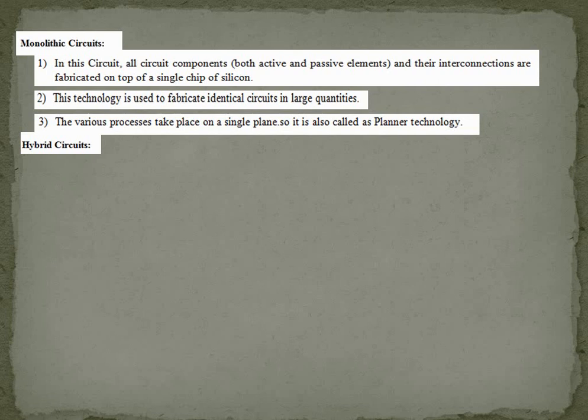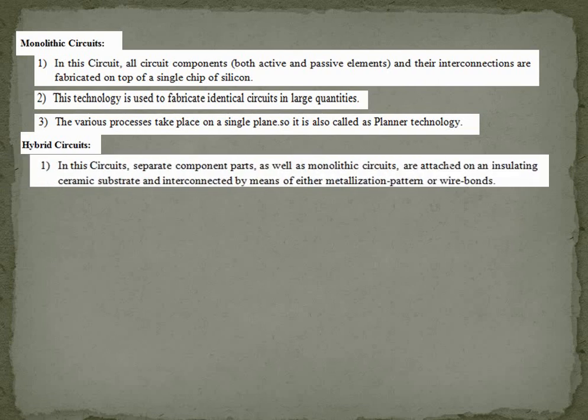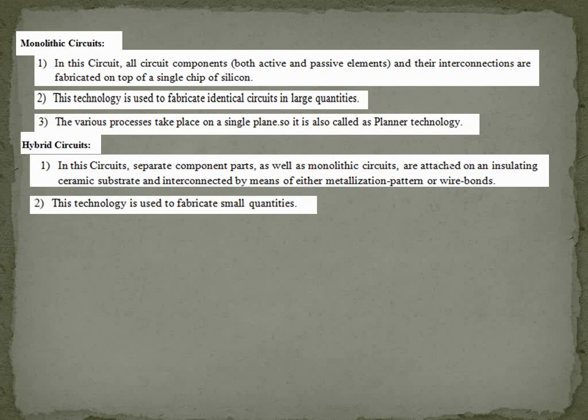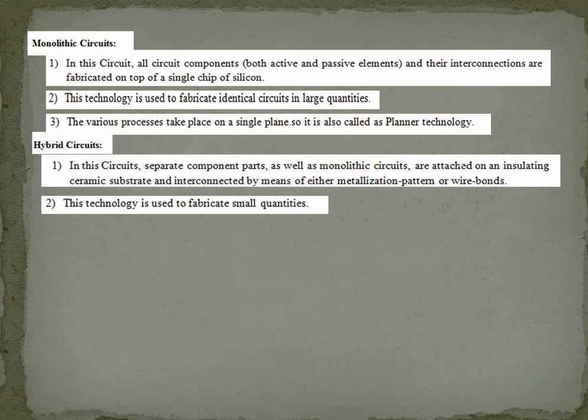Now let us see about the hybrid circuit. In case of a hybrid circuit, the separate component parts as well as the monolithic circuits are attached on an insulating ceramic substrate and interconnected by means of either a metallization pattern or wire bonds. So in hybrid circuits, the circuits and components are separate, and they are interconnected by means of wire bonds or a metallization pattern. This technology is used to fabricate small quantities, but in case of monolithic circuits, we can fabricate identical circuits in large quantities.